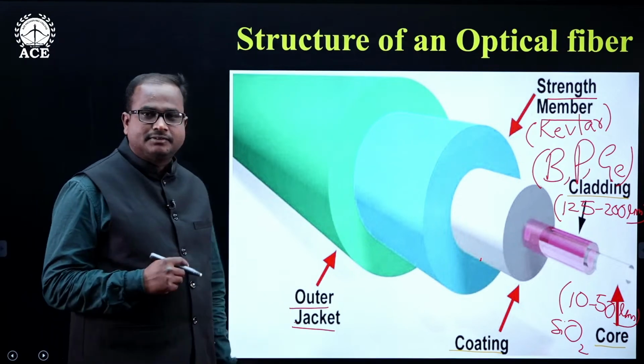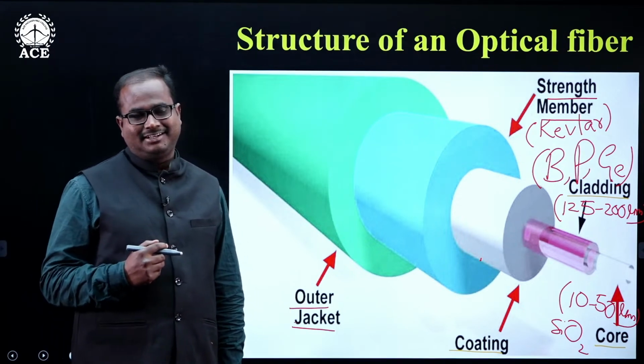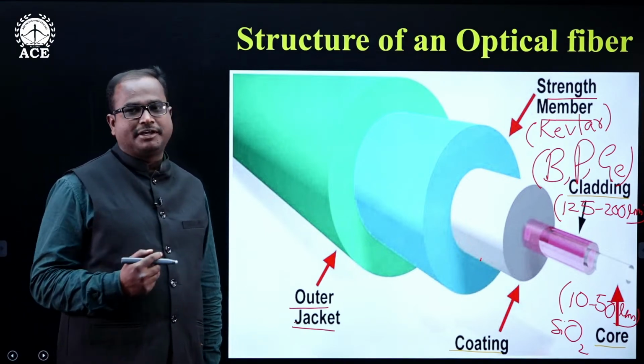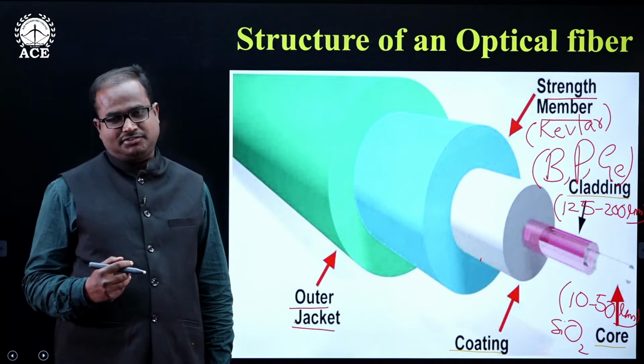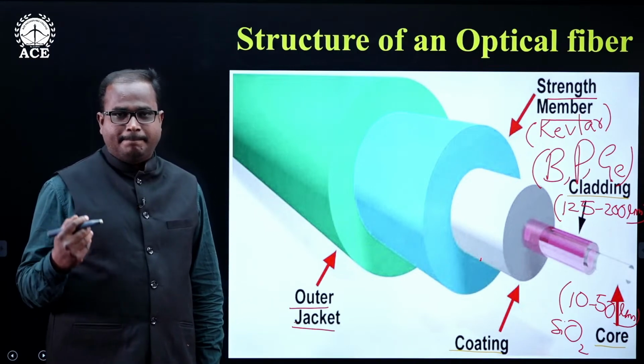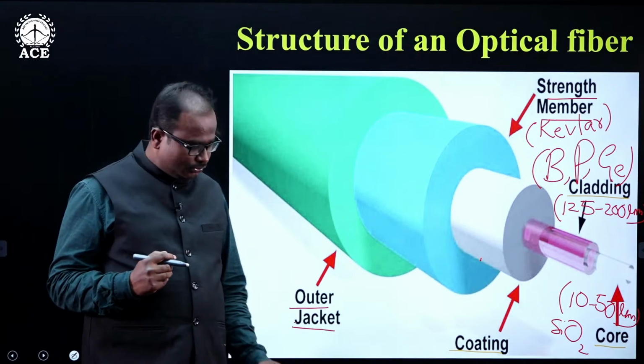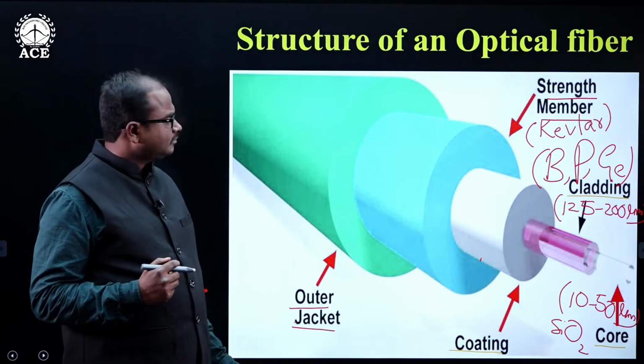The last one is outer jacket. It is made up of a polystyrene material. It protects the fiber from outside damages. If you stretch or roll or bend, those damages, you can protect the fiber from outside damages.